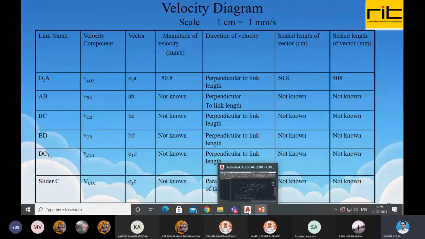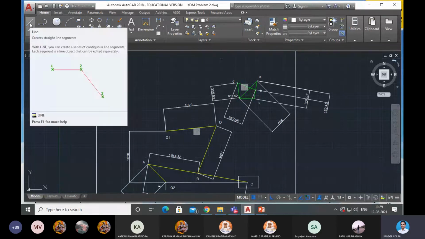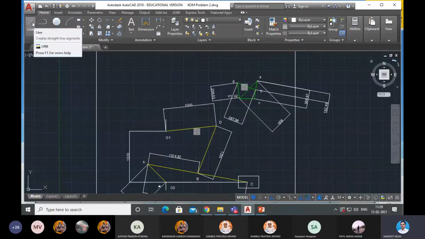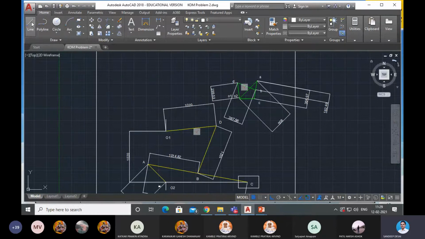And therefore, you can see this vector O to A is drawn equal to 508. So let me draw it again. Please observe it carefully so that afterwards we should not repeat the procedure for the velocity diagram. Ask me any questions in between. I'm drawing this velocity diagram again.